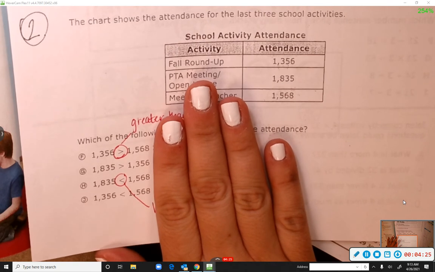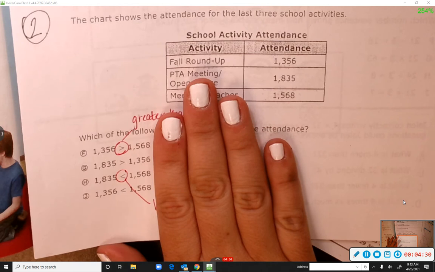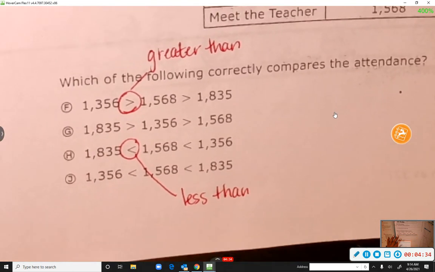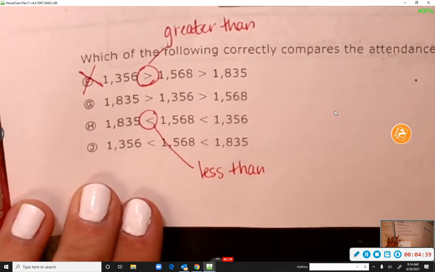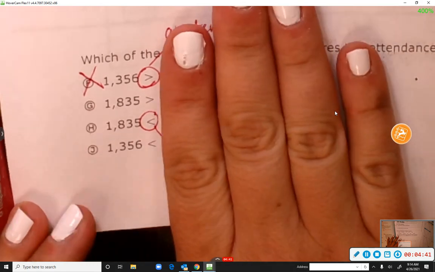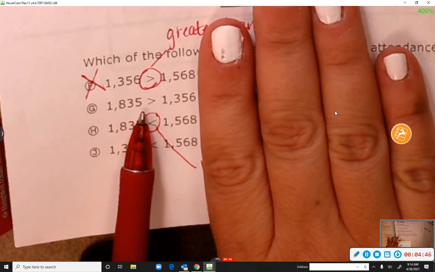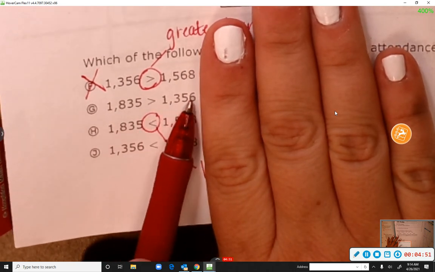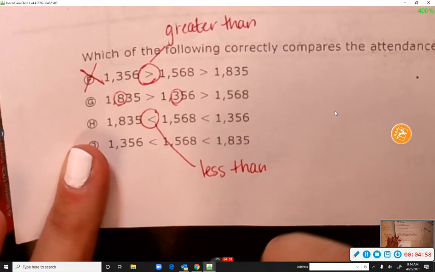F says 1,356 is greater than 1,568. Is that true? No, it's not greater, it's less. So I can already eliminate F. Okay, we go to G. 1,835 is greater than 1,356. Is that true? Yes. 8 is greater than 3, right?